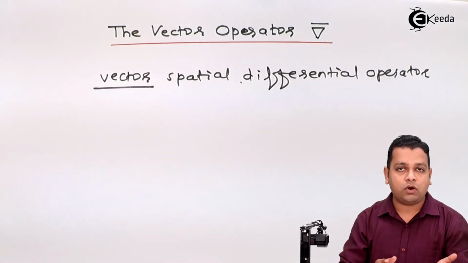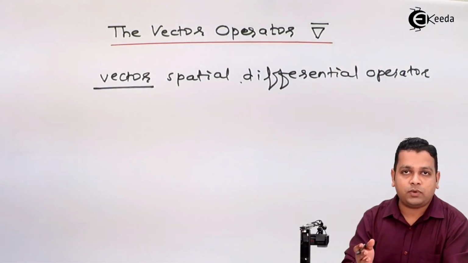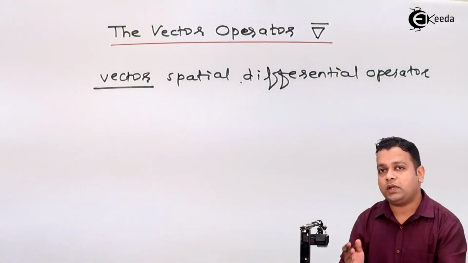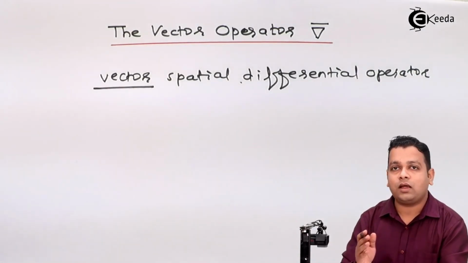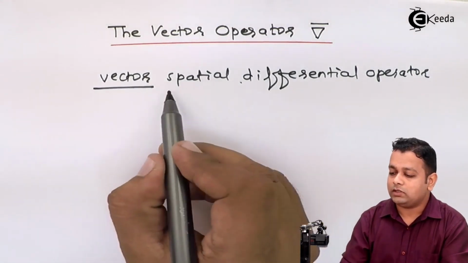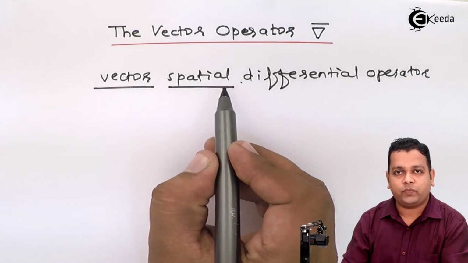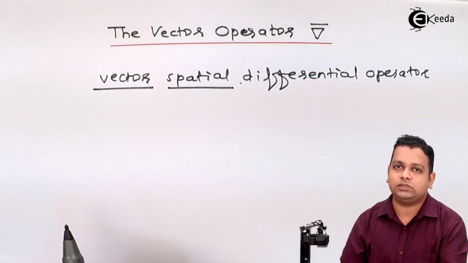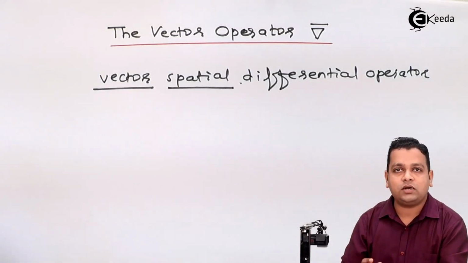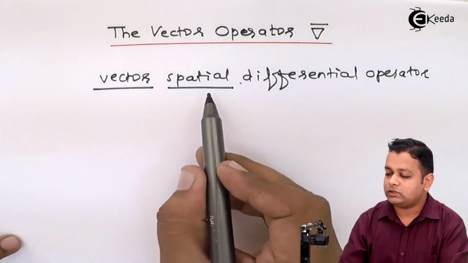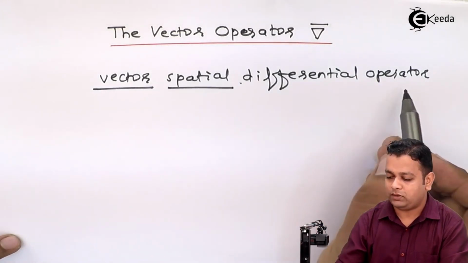If it is a rectangular coordinate system, x, y, z parameters. For cylindrical, rho, phi, z parameters. And for the spherical coordinate system, r, theta and phi parameters are dealt with by this operator. That is why it is also called spatial. The representation uses different differentials directed to x, y, z, rho, phi, z or r, theta, phi. That is why vector spatial differential operator.